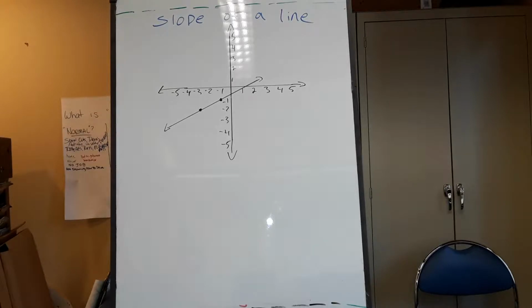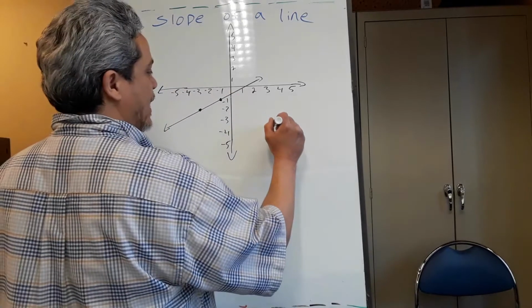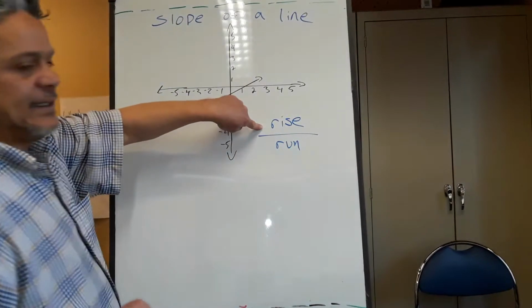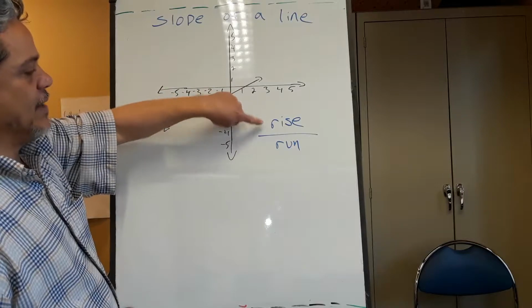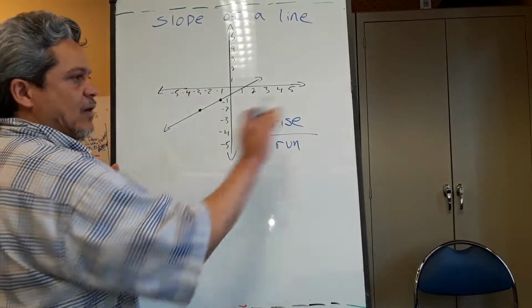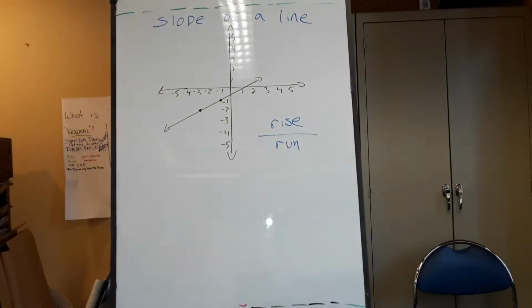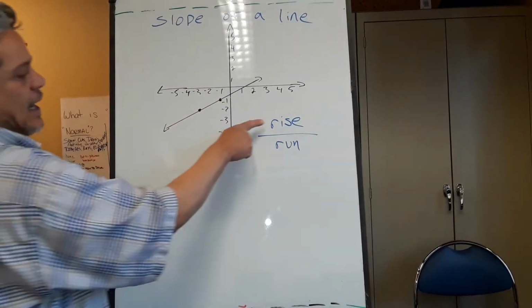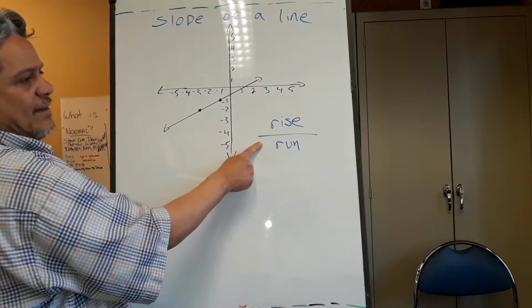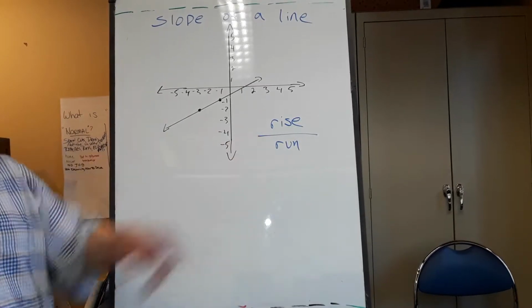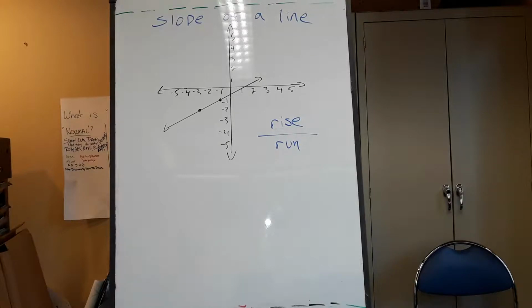The slope measures the relationship between rise and run. Rise and run: how high is the climb over the distance, over how long it takes to climb the hill, or in this case the slope. How high it goes, over what distance. So remember, that's one way to figure out the slope.